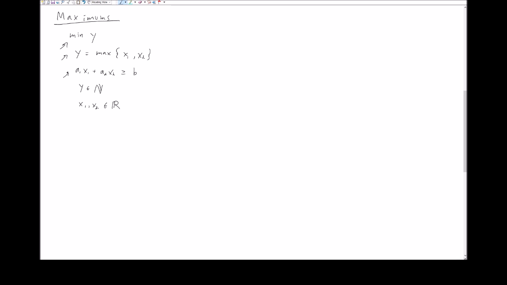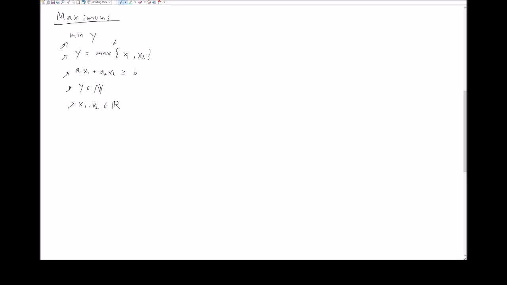Just to make this an integer program, we've said that y is in the set of natural numbers. Y can really be anything. It could be in the real numbers, or it can be binary. x1 and x2 are going to be any two real numbers. What we'd like to do is take this program that we've written, which is not linear because it has a maximum in it, and get rid of the maximum.